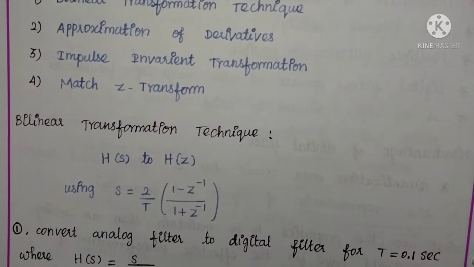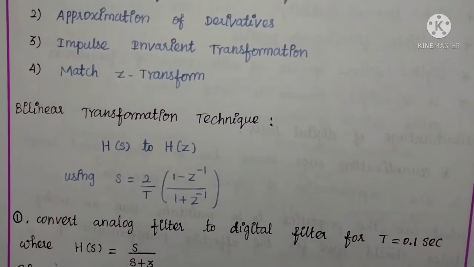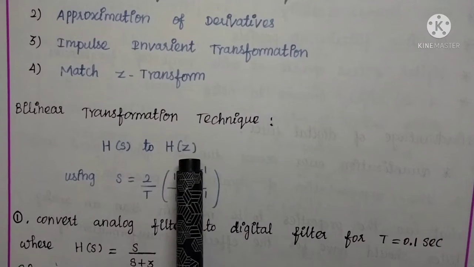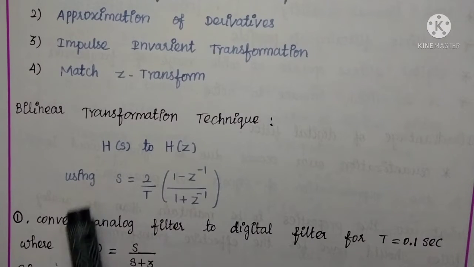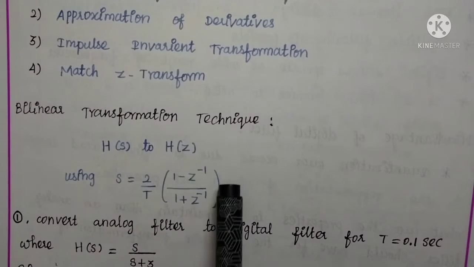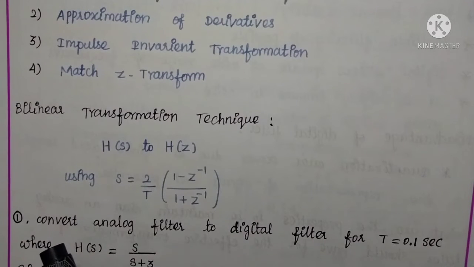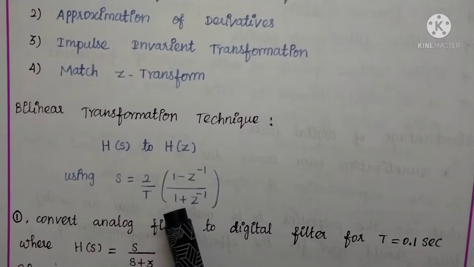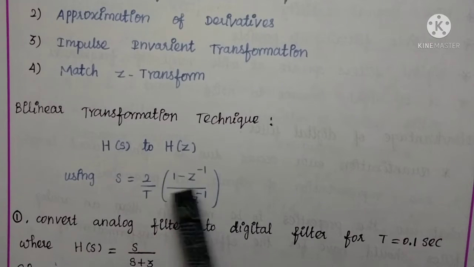Bilinear transformation technique, in which H of S analog filter transfer function will be converted to a digital filter transfer function H of Z using S is equal to 2 by T into 1 minus Z inverse divided by 1 plus Z inverse. Okay, in the place of S we have to replace this term 2 by T, where T is nothing but the time, 2 by T into 1 minus Z inverse divided by 1 plus Z inverse.